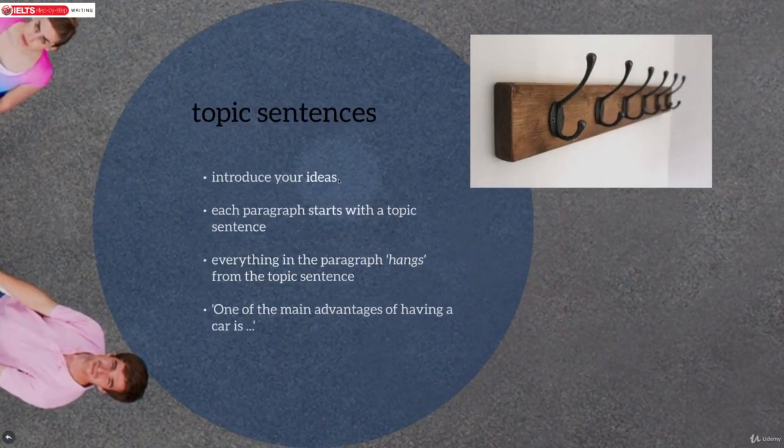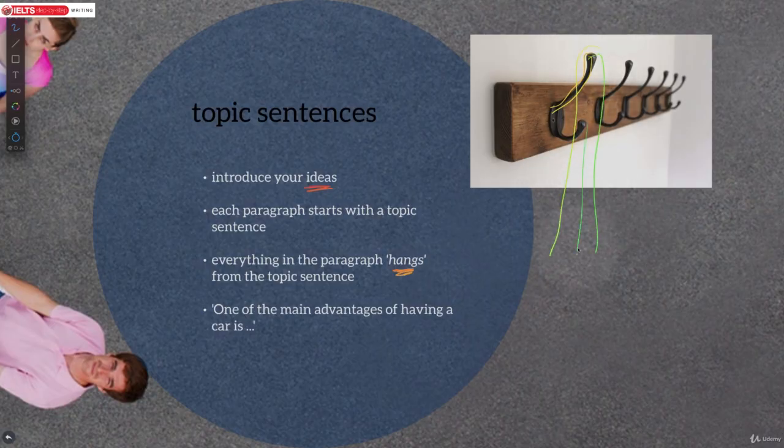on to something called topic sentences. Okay, now topic sentences, basically what they do is they introduce your ideas. Okay, and each paragraph starts with a topic sentence, and then everything in that paragraph hangs from the topic sentence. So there's your topic sentence over here, and then all your ideas from that are like a coat that hang from that one idea. So it's absolutely important that you have something to hold all your ideas up. If you don't have a good, strong, solid hook, your shirt or your coat is going to land on the floor and it's not going to be a very successful paragraph.